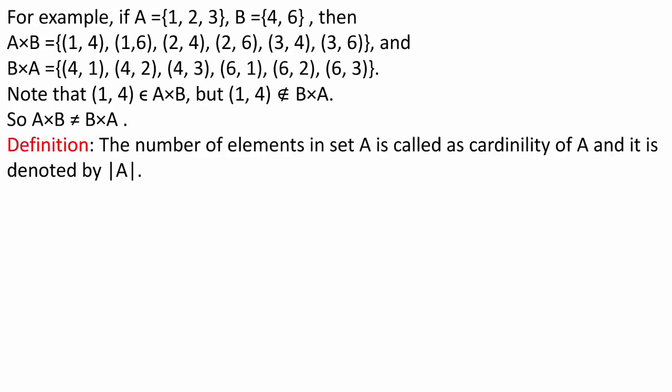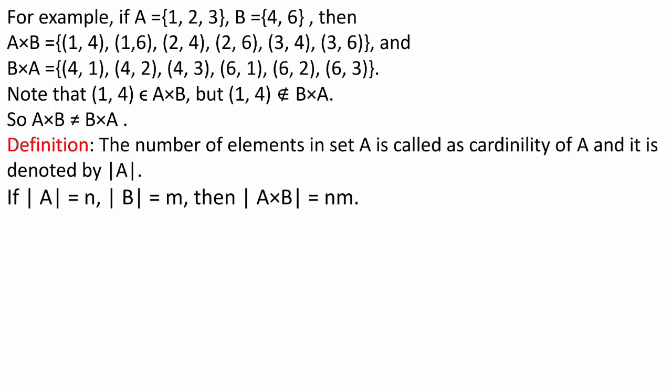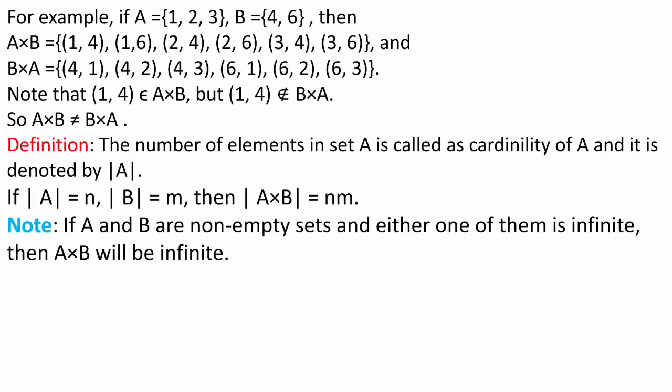The number of elements in set A is called the cardinality of A and it is denoted by magnitude of A. If the cardinality of A is n and the cardinality of B is m, then the cardinality of A cross B is equal to nm. If A and B are two non-empty sets and either one of them is infinite, then A cross B is also infinite.